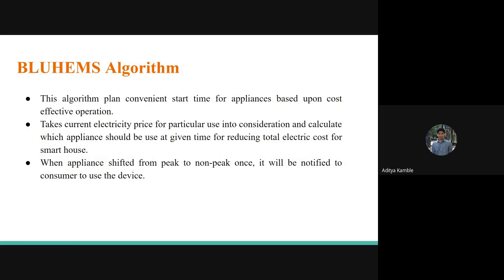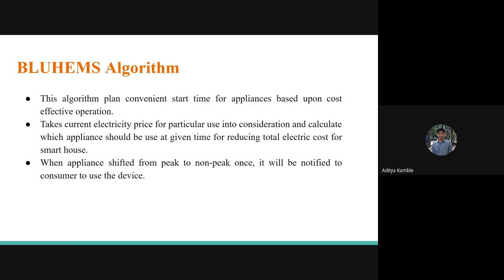Next is the Bluetooth HEMS algorithm. As stated earlier, this algorithm will be used for providing the real-time rates for any given appliances at any given time. This algorithm plans a convenient start time for appliances based upon cost-effective operation. So to reduce the load on the main power line, we will come up with the cost so the consumer can decide whether he wants to use appliances or not.